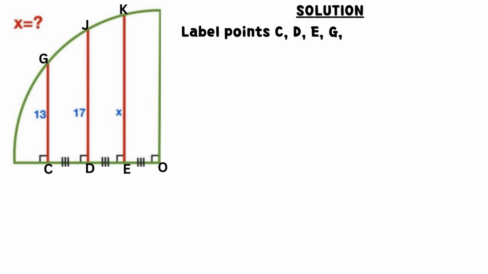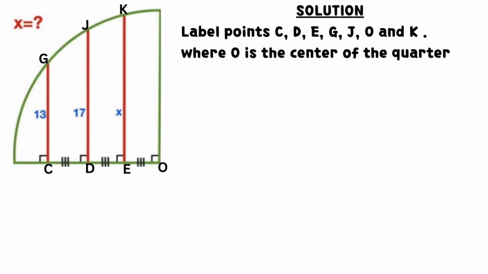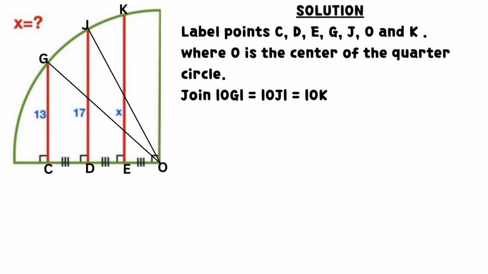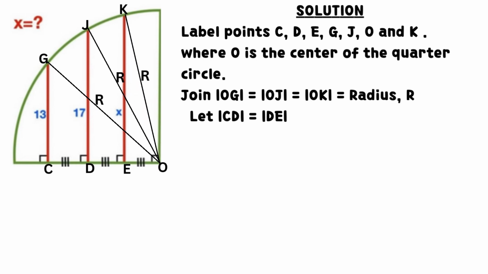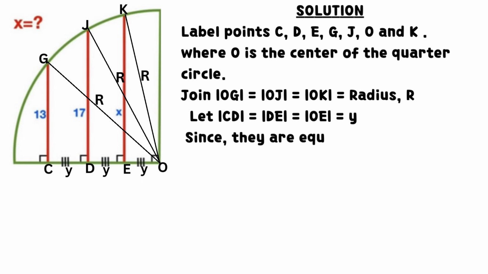Solution. Label points C, D, E, G, J, O, and K, where O is the center of the quarter circle. Join line OG, which equals line OJ, which equals line OK. All these lines are each equal to the radius, R. Let line CD equal line DE, which equals line OE, each equal to Y, since they are equal length.